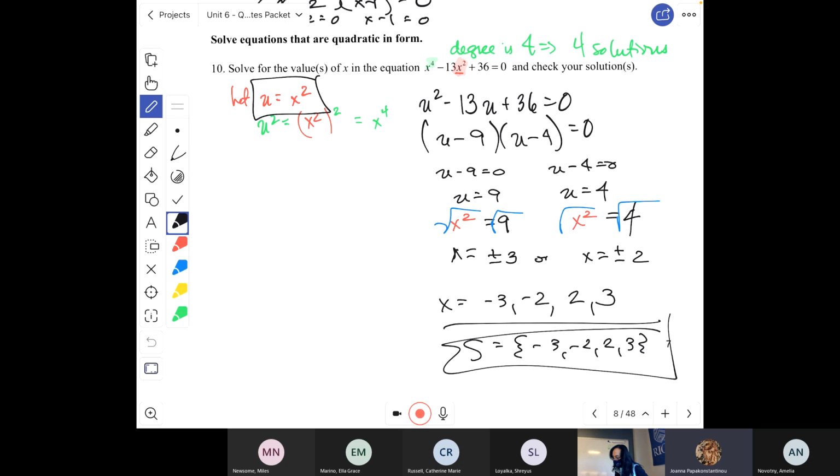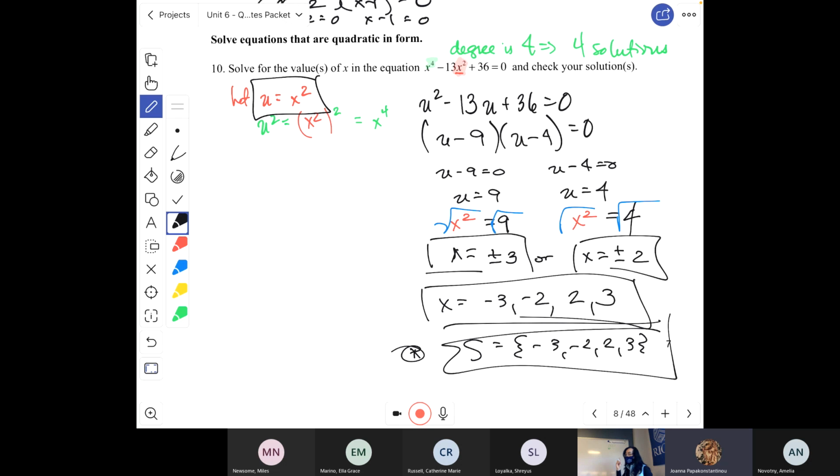You can either write this, or this, unless the question says represent your answer as a set. Okay. Moving on.